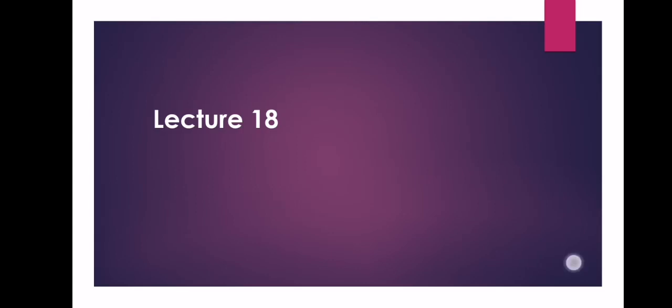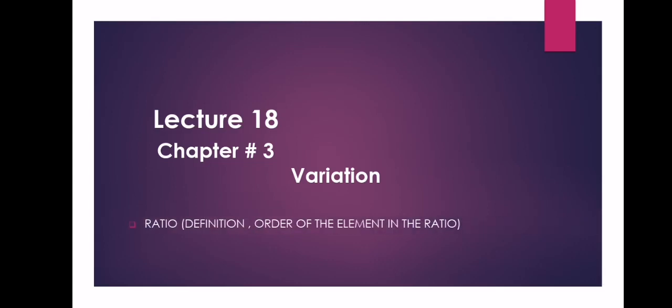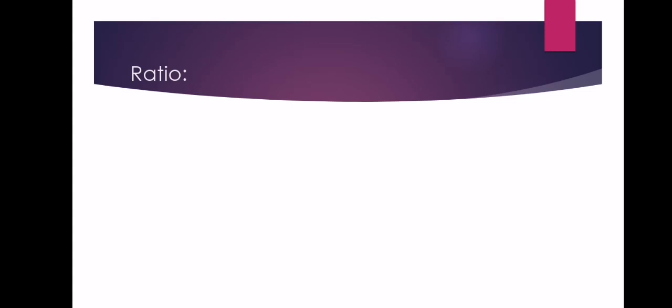Lecture number 18 is related to chapter number 3, that is variation, and the contents are ratio, that is we will study the definition, order and the element of the ratio, and then we will study about the proportion, that is definition and the symbolic representation, or we can say formula of the proportion. So let's start with the definition of ratio.